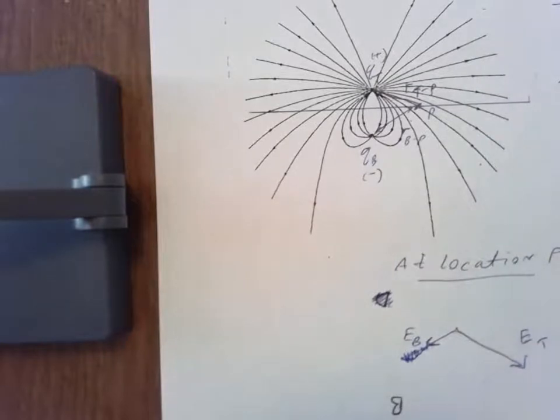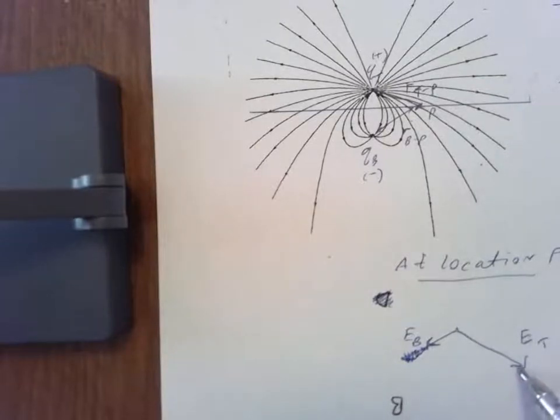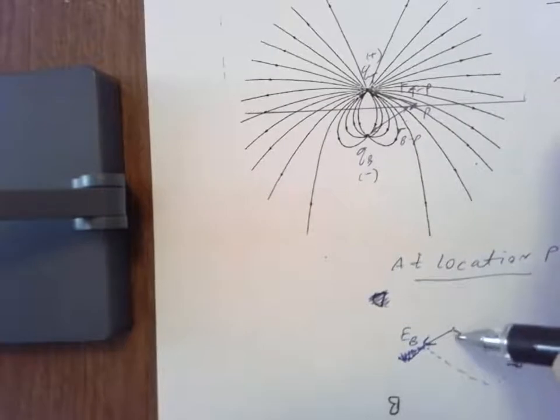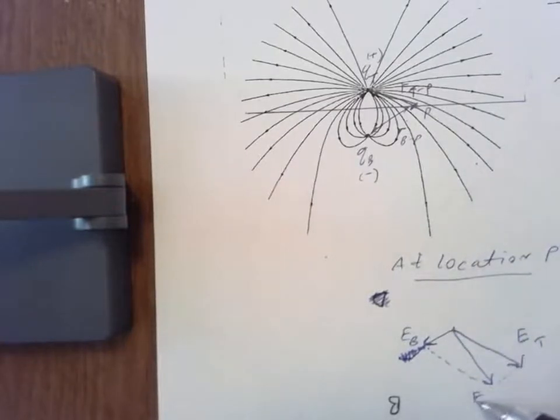And if you actually wanted to find the exact direction of that, you'd have to make a parallelogram here out of these guys and find the diagonal of that parallelogram, which would be kind of like that. That would be our E net.